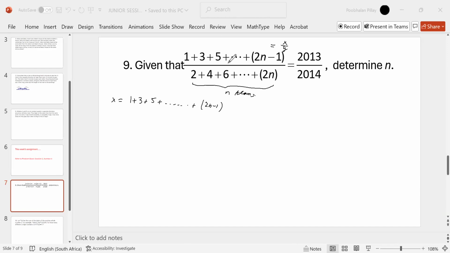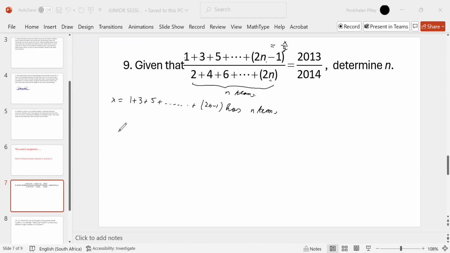And at the top, you'll also have n, because you can pair them off. You got 2 here, 1, 4, 3, 6, 5. So this top one is just 1 less than this. And here, 1 less than this is that. So the number of numbers here is the same as the number of numbers here, because you can pair them off. Right? They got the same. So this has also got n terms. The top has got n terms, and the bottom has got n terms.